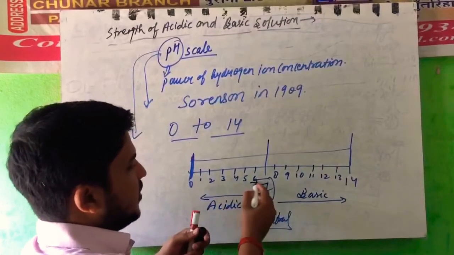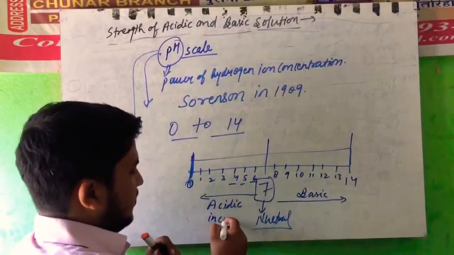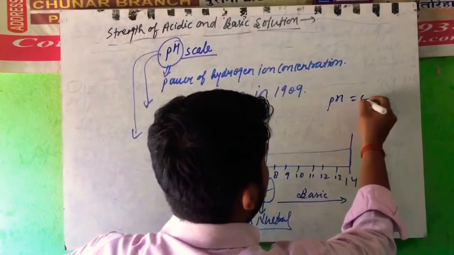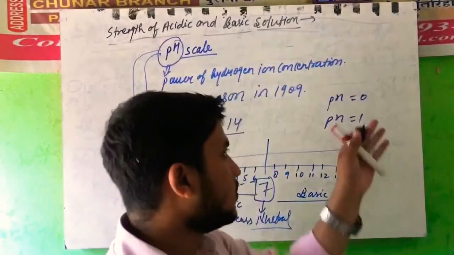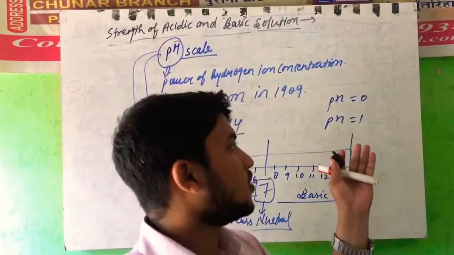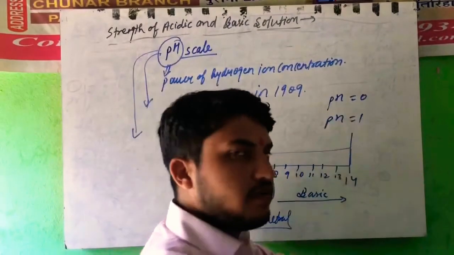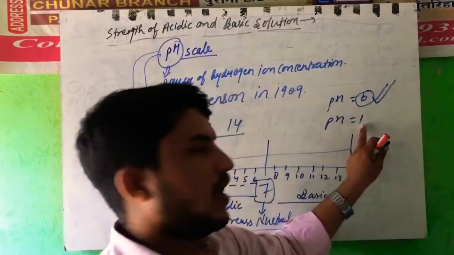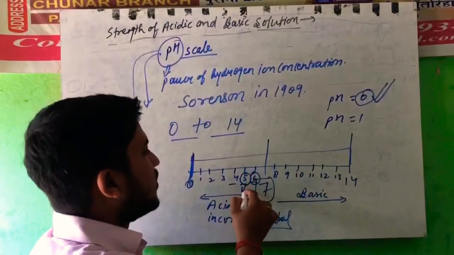One more question in your mind: as the pH value goes from less than 7, that is 6, 5, 4, and so on, down to 0, what happens to the acidity? Acidity increases. Suppose you have two solutions, one with a pH of 0 and one with a pH of 1. Which is more acidic? Your answer might be 1, but that is wrong, because pH 0 is more acidic than pH 1. Similarly, for 5 and 6, pH 5 is more acidic than pH 6.